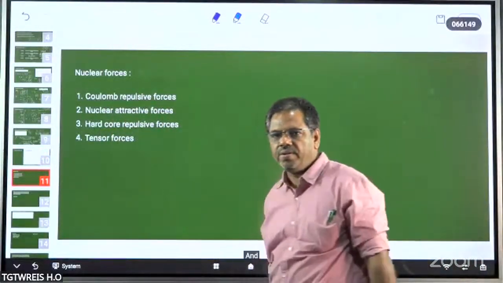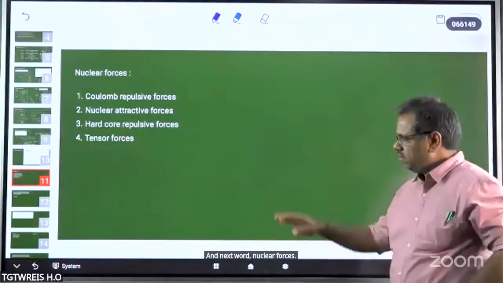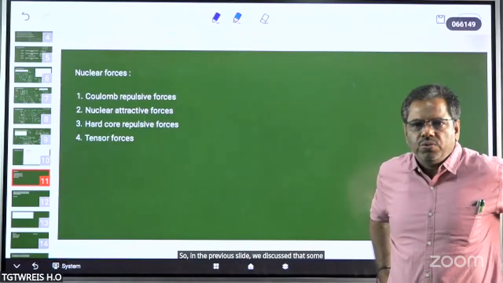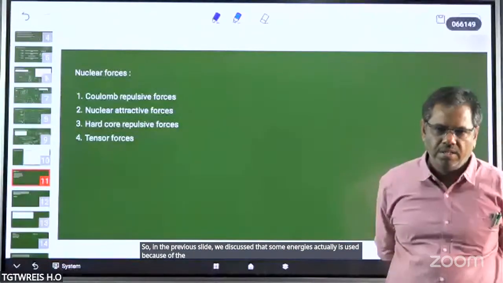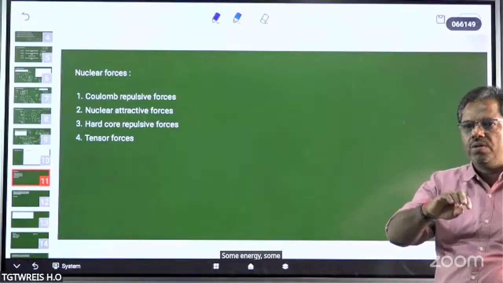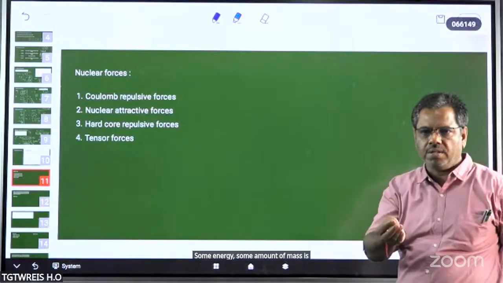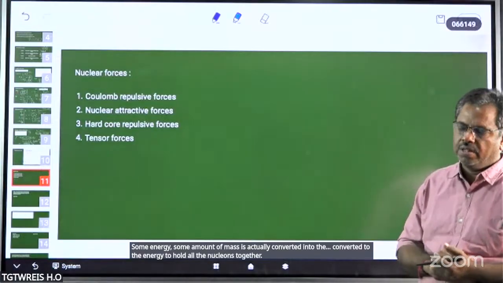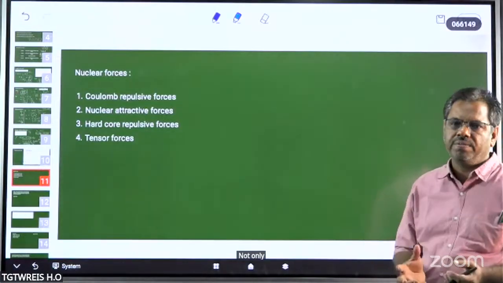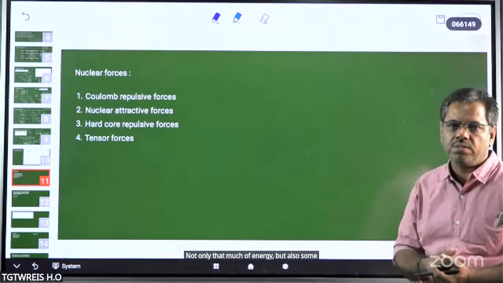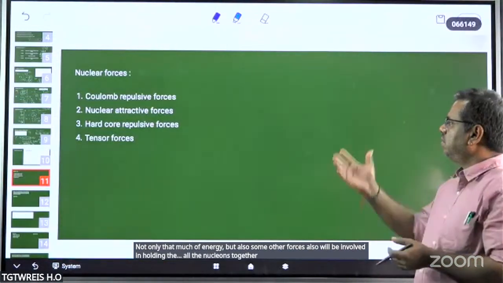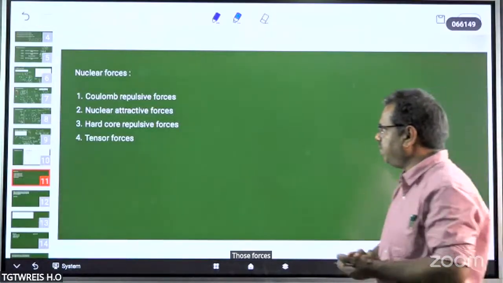And next, nuclear forces. In the previous slide we discussed that some amount of mass is converted to energy because of the mass defect, to hold all the nucleons together. Not only that energy, but also some other forces are involved in holding all the nucleons together. Those forces are called nuclear forces.